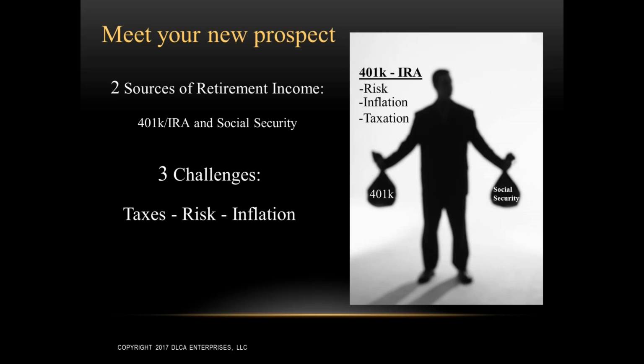So if you look on the 401k IRA side of the equation, all three come into play. There is risk, particularly when the market's high. Right now, the PE ratios tell us that the market is due for a correction. Inflation, as interest rates go up, what's their money going to be worth? And taxation. So they have all three concerns.